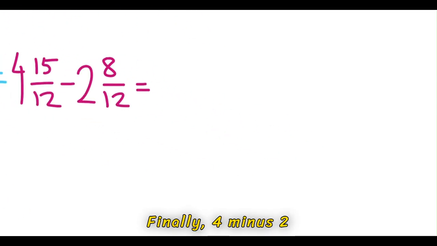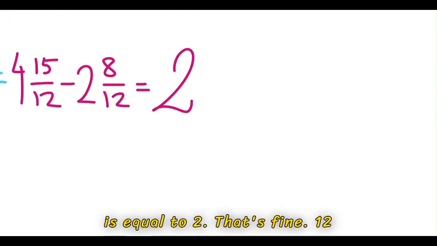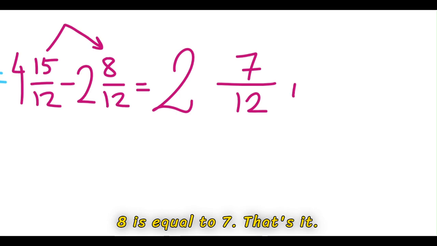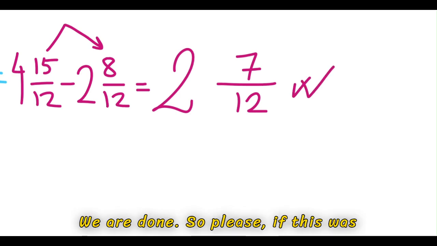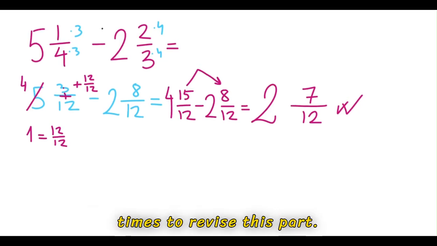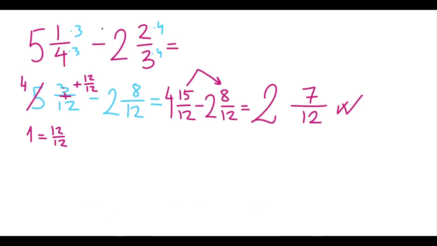Finally, 4 minus 2 is equal to 2. That's fine. 12 remains the same. 15 minus 8 is equal to 7. That's it. We are done. So please, if this was unclear, you should watch it a couple of times to revise this part.